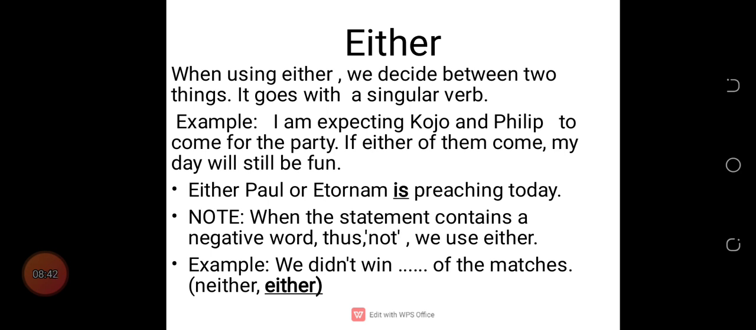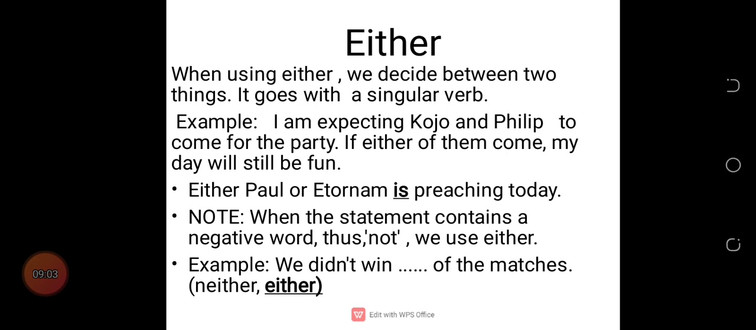Example, either Paul or Etonam is preaching today. Either Paul or Etonam is preaching. So between these two people, one of them could be preaching today. We are not too sure, but we know that these two are supposed to preach. If one comes, fine, that person is going to preach.